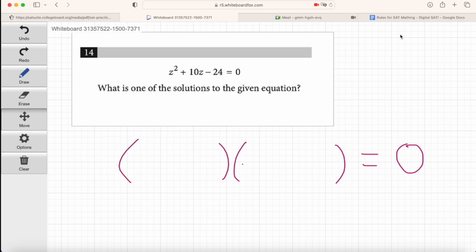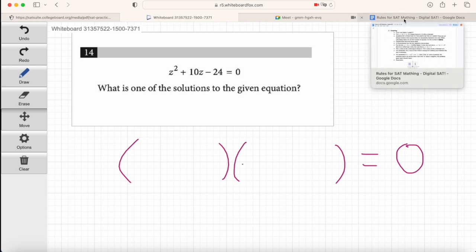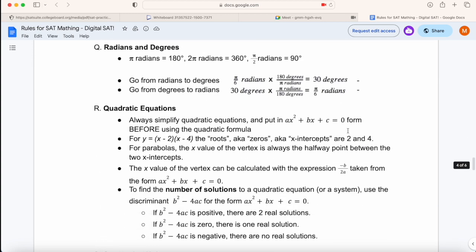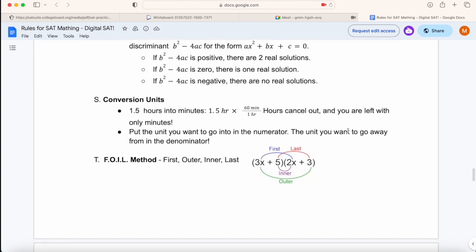I want to go to the rules document real quick. I'm guessing you've seen this before. I think most students have seen this at some point. This is toward the end of the rules here. Yeah, it's basic concept T. Basic concept T is the FOIL method. Check that out. Do you have that in front of you? Okay. So FOIL, it's an acronym.